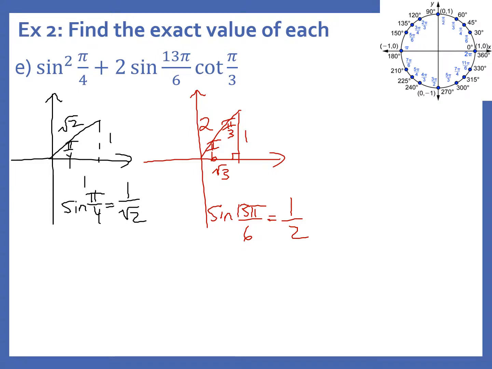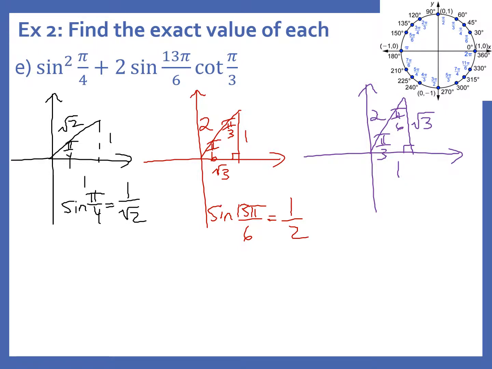And then cotangent pi over 3. Pi over 3, first quadrant. That makes that pi over 6. That's that special triangle again. So 2, and then across from the pi over 6 is 1, and across from that one, root 3.